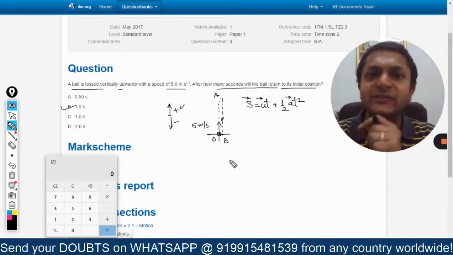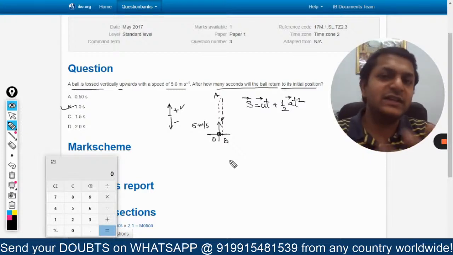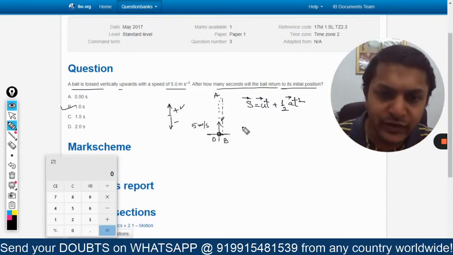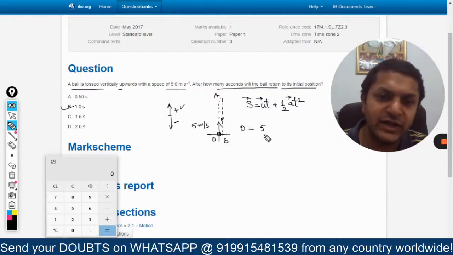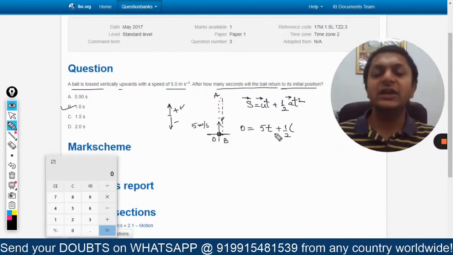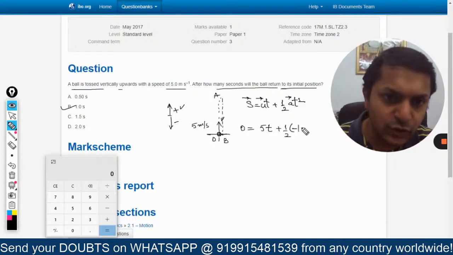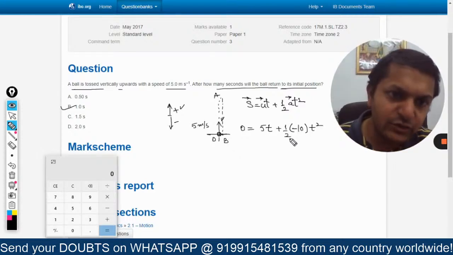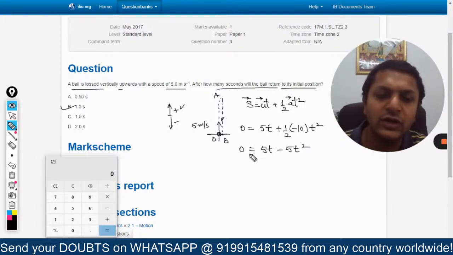So what is the total displacement of the body in the time t? 0, because it has reached the same point. So we will say that the displacement is 0. Velocity in the upward direction is 5, and we need to find t. So this plus half. And what will be the acceleration? It is g, which can be taken as 10, but it will be downwards, so it will be minus 10 into t square. We need to solve this. So 5t minus 5t square equals 0.